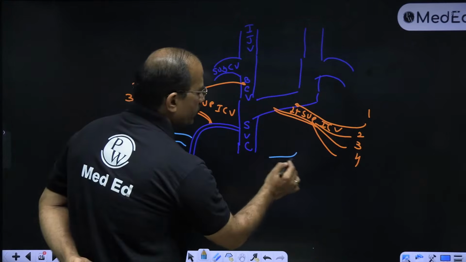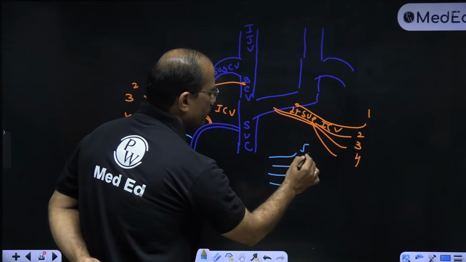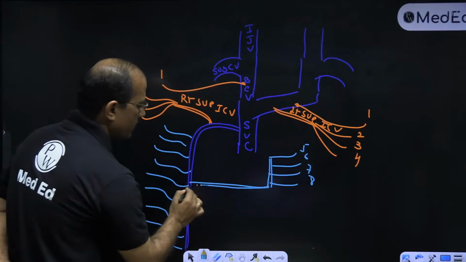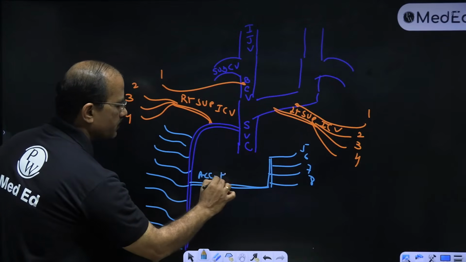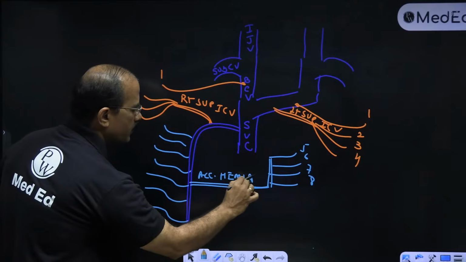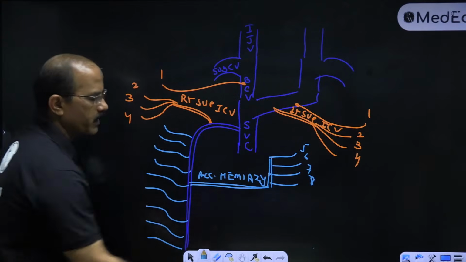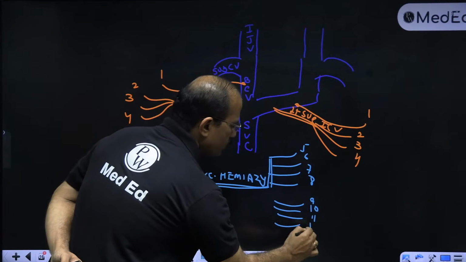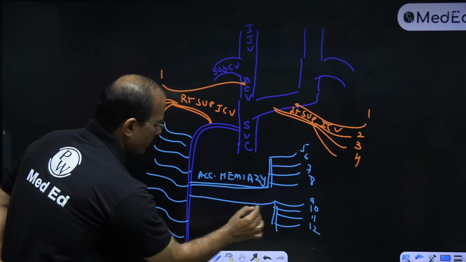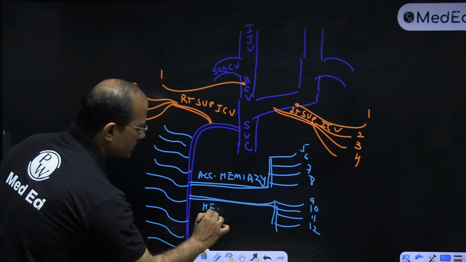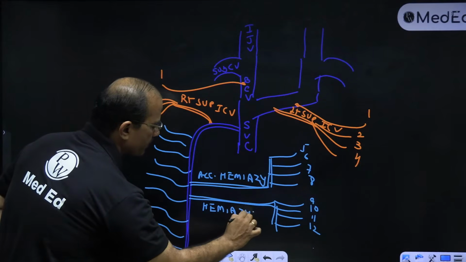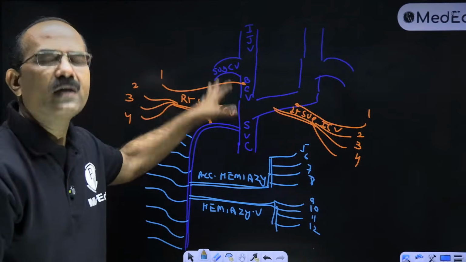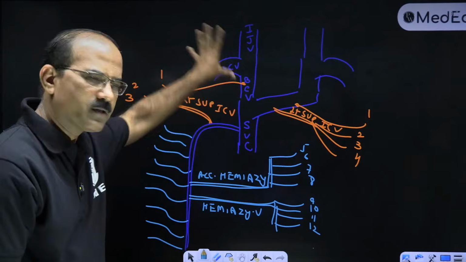On the left side, 5, 6, 7, and 8 join to form a vein. इसका नाम है accessory hemiazygous vein. Accessory hemiazygous. 9, 10, 11, 12 join to form the hemiazygous vein. Fine. बस ये याद रखना, azygous vein short note आता है, you have to write the same thing.